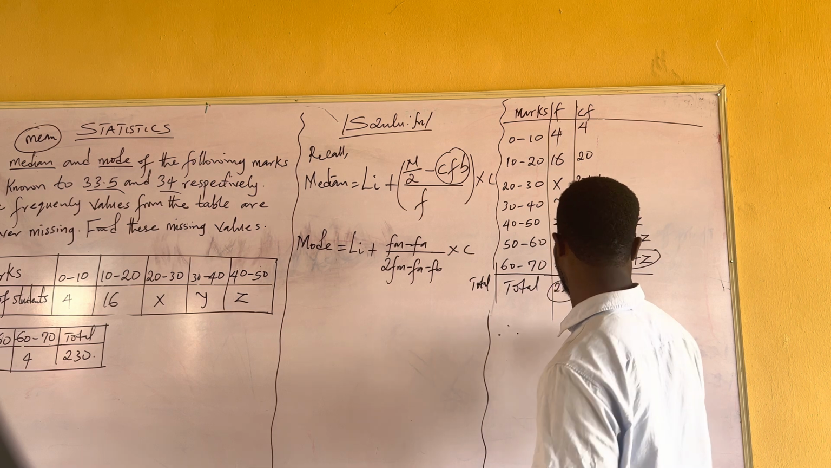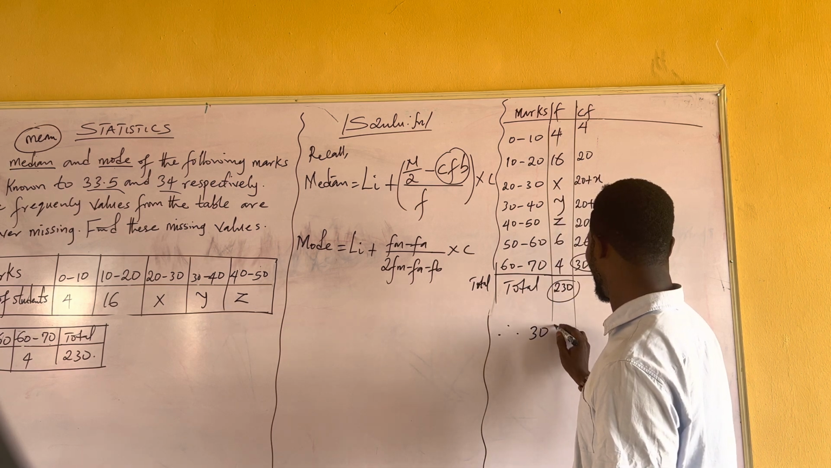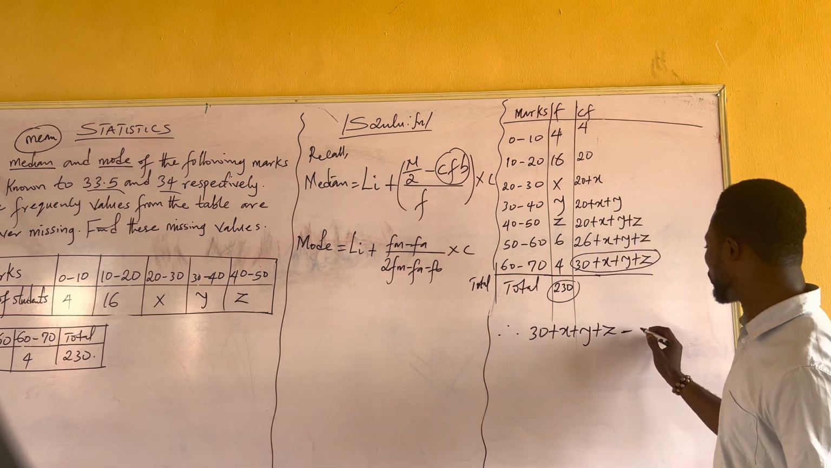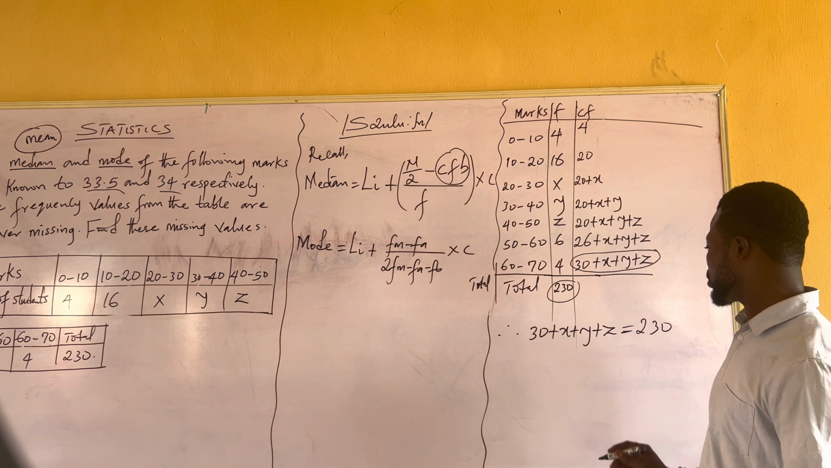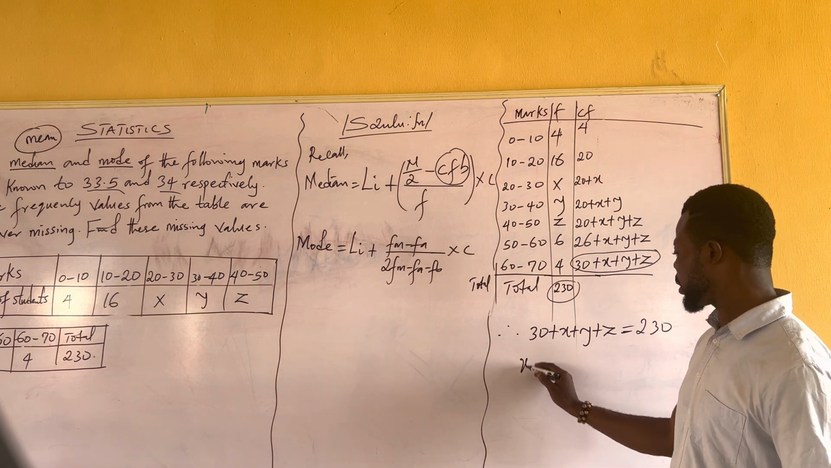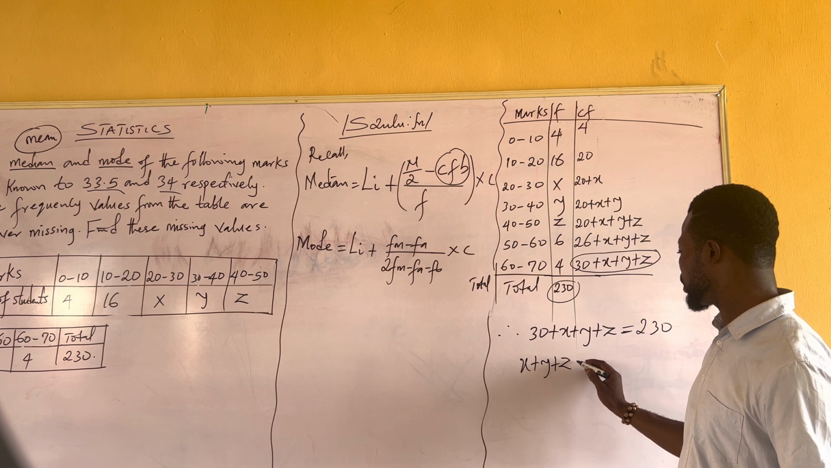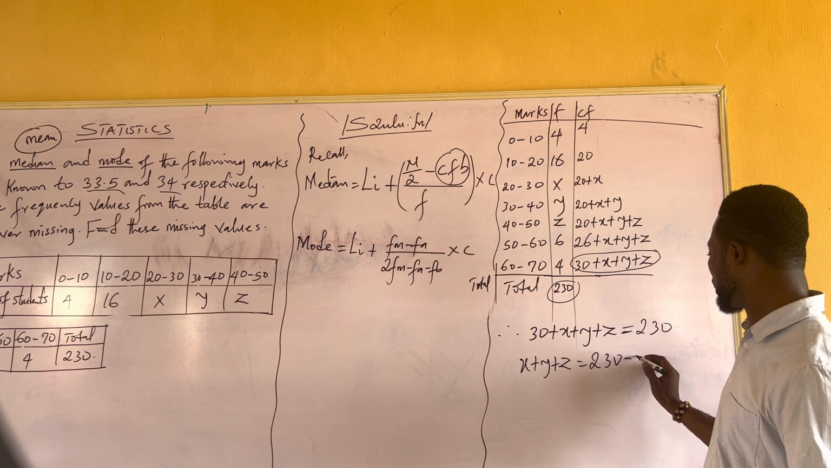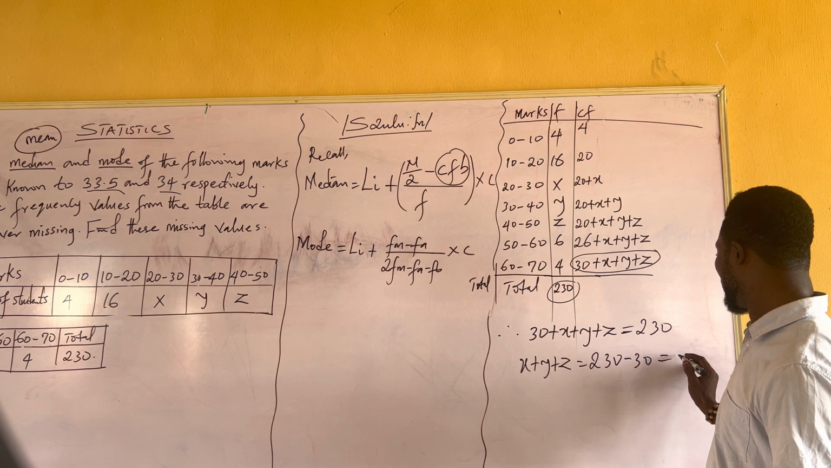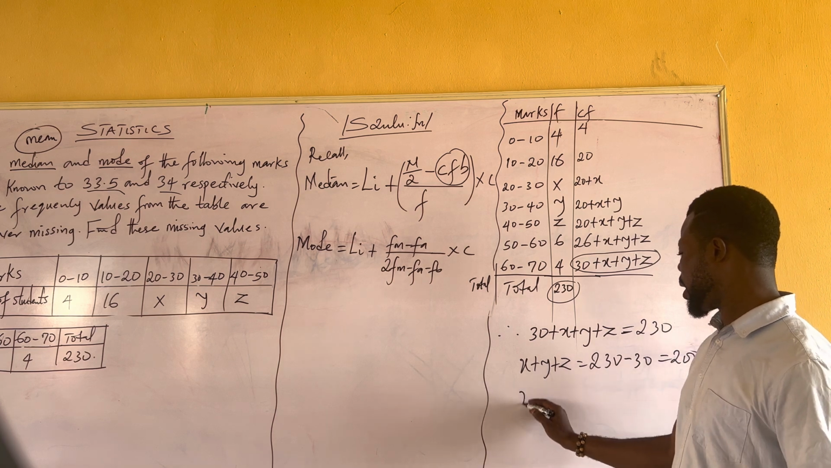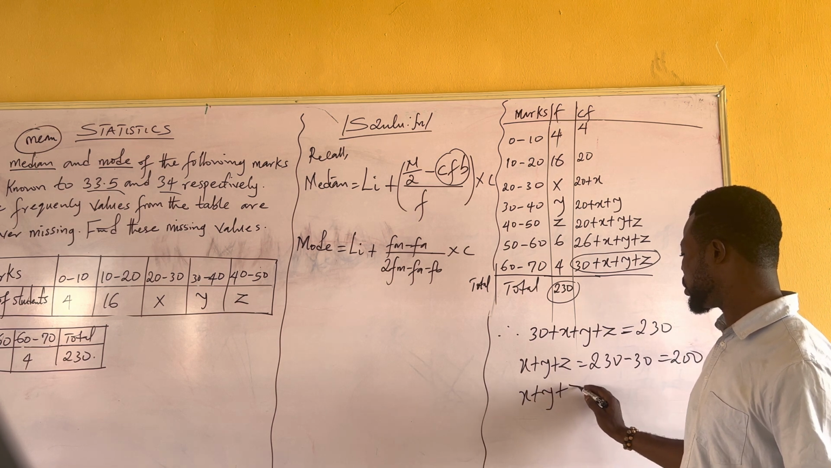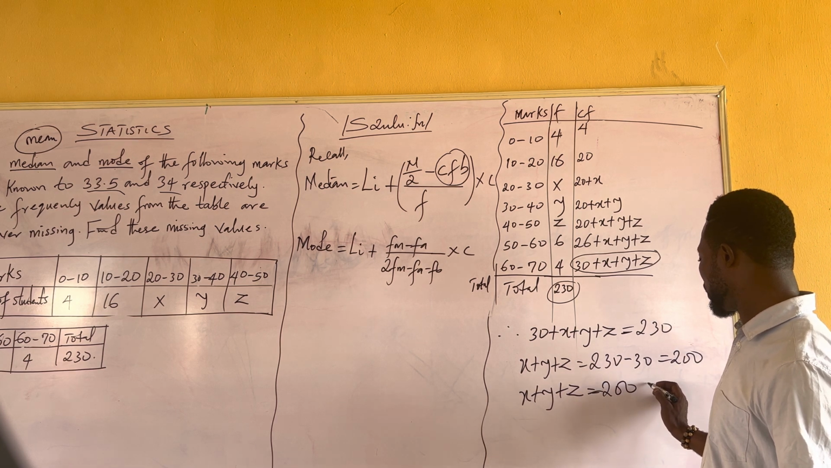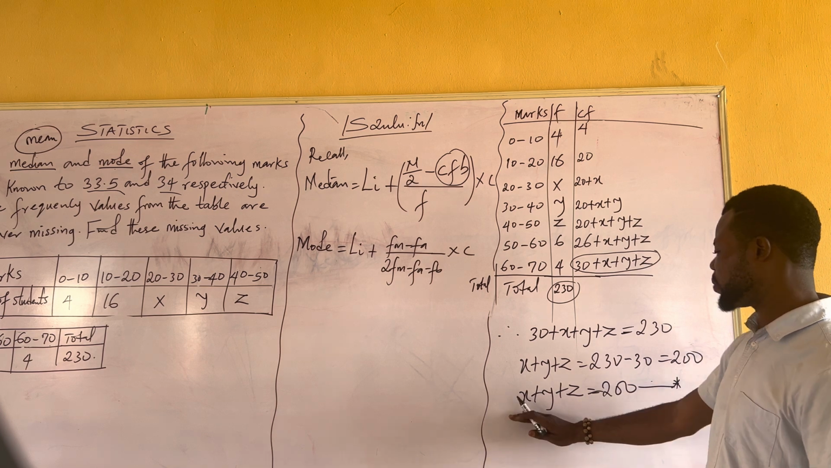We can now say, therefore, 30 plus x plus y plus z must be equal to what? 230. So if you make this subject of formula, we can say x plus y plus z equals 230. When this comes here, minus 30, this will give us 200. We can say x plus y plus z equals this minus this, which is 200. So we are still going to use this value. Let's stop this value here.